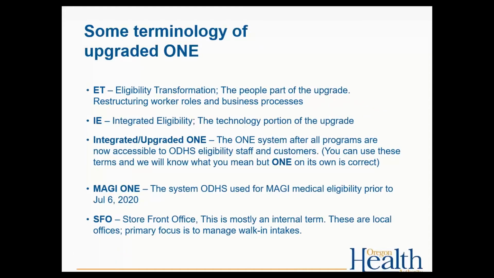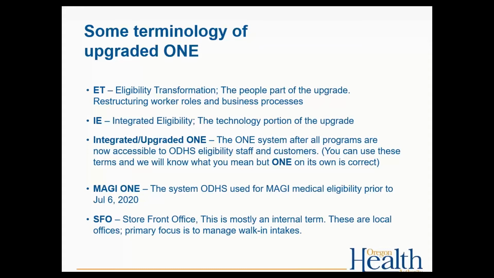You may hear folks say ET, which means eligibility transformation. That's really the people part of the big upgrade process. So it's the ways in which workers are doing their work and the business processes that have been designed for them. And then IE, or integrated eligibility, is really the technology portion of this. So it's the system itself and what the system can do and the ways in which it's changed.